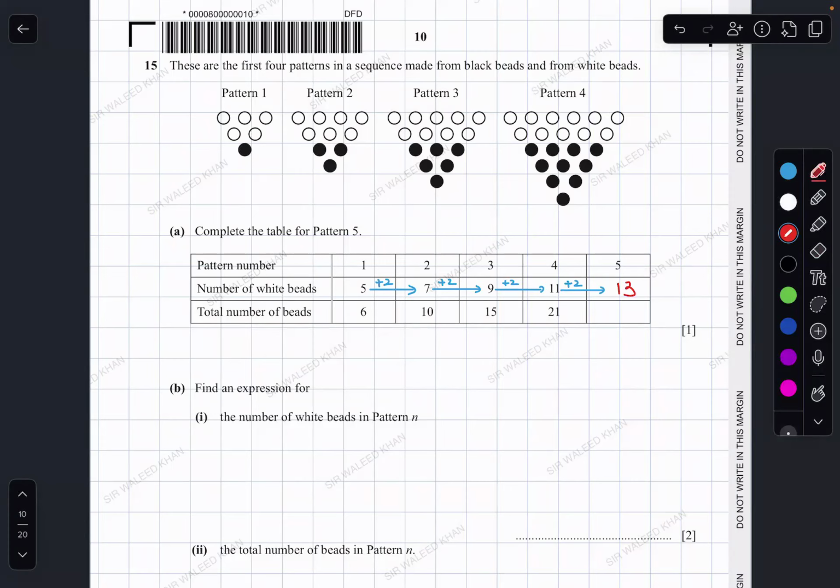The same goes over here. We have to see what is happening in this. Right here, I can see that 6 plus 4 is 10. 10 plus 5 is 15. 15 plus 6, each time the difference is 1 added number, right? So 21 plus 7 should be 28.